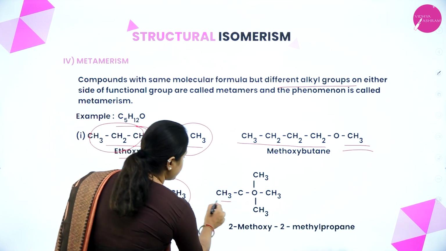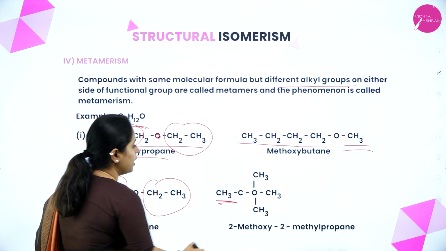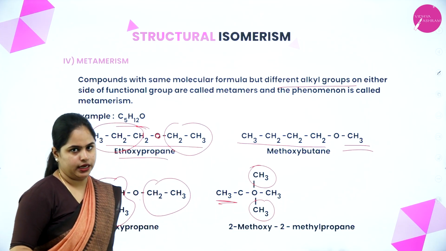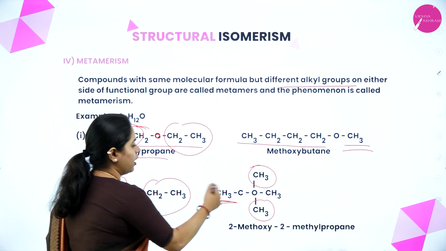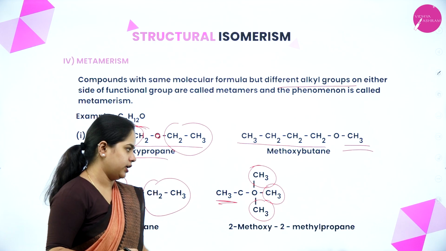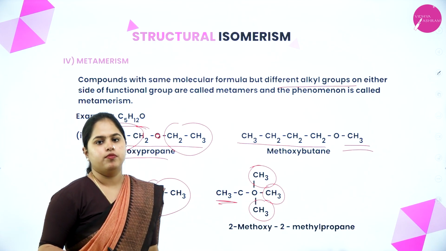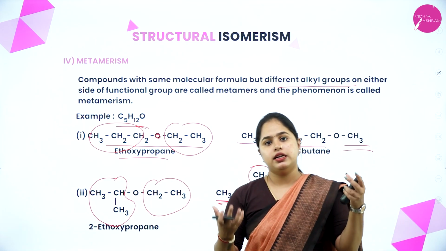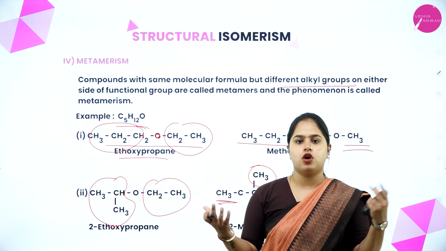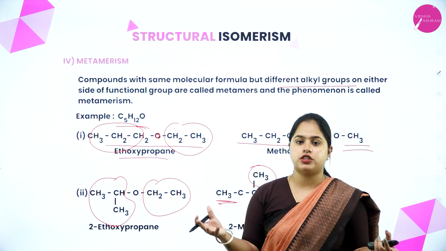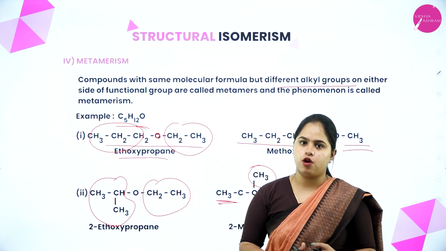It is CH3, only one here, and then you have other 2 CH3 groups here, methyl groups here. On the other side you have 3 methyl groups. So it is 2-methoxy-2-methylpropane. So what is metamers or metamerism? Yes, the alkyl groups present on either side of the functional group will differ, but the molecular formula will be same.